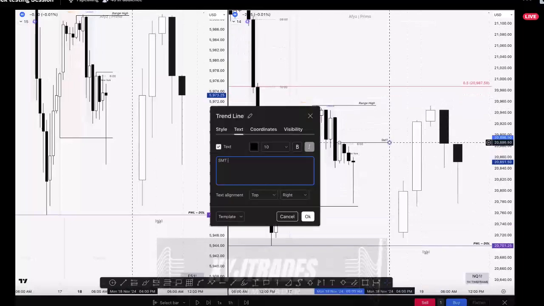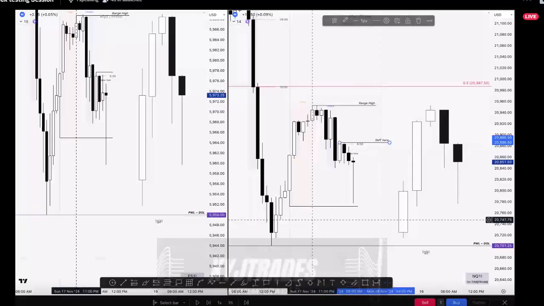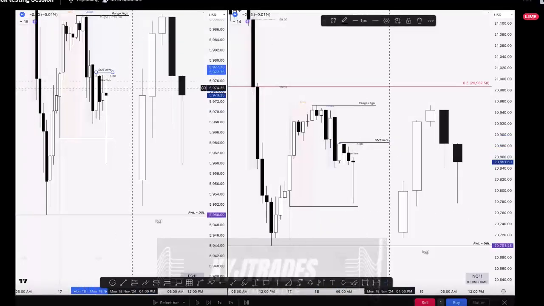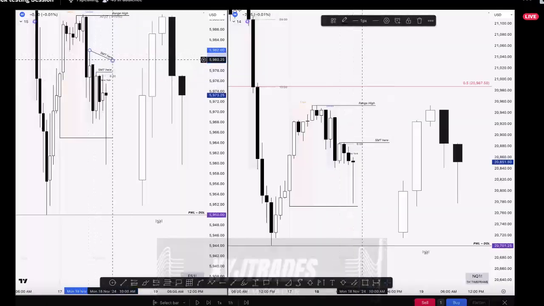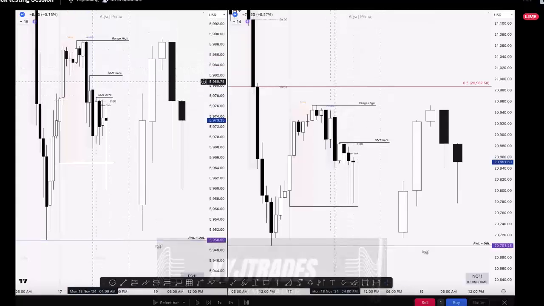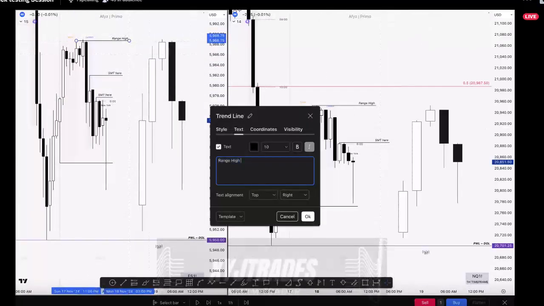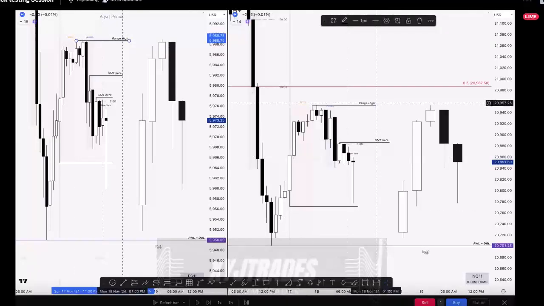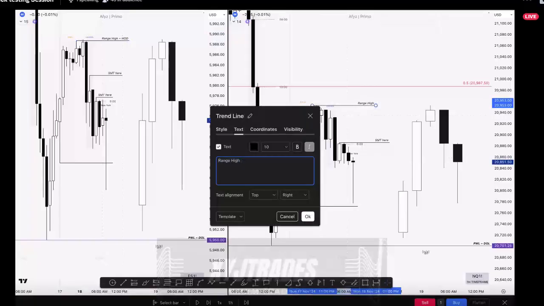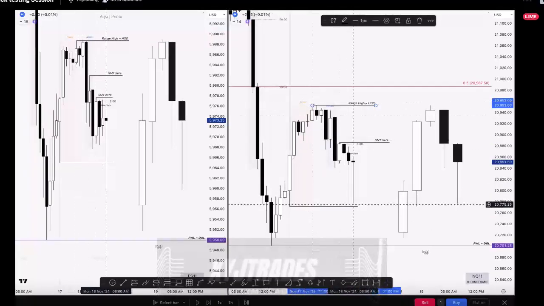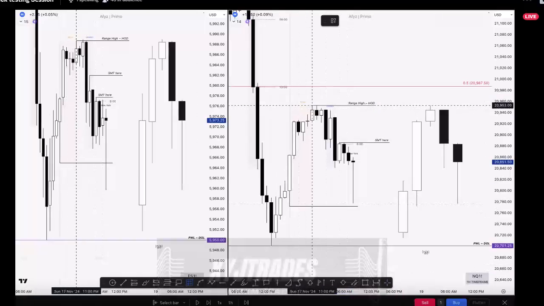I want to see SMT here, potentially. It could also form here. Okay, I want to see SMT form above a short-term high. I do not want to see the range high taken. This is going to be my high of the day. Just like today, the range low would be my low of the day. So anything between this range high and this manipulated low is now my dealing range.